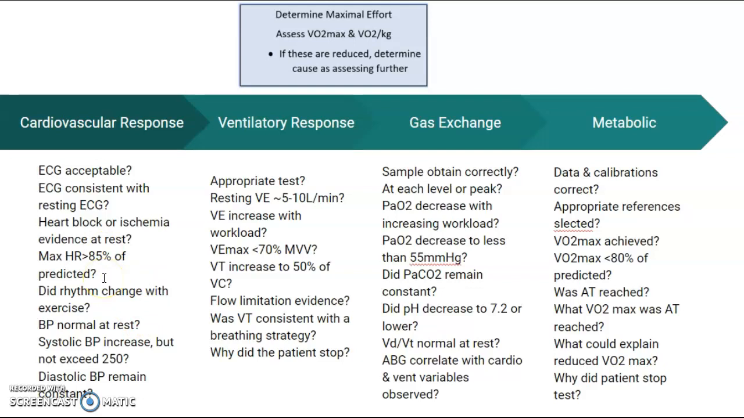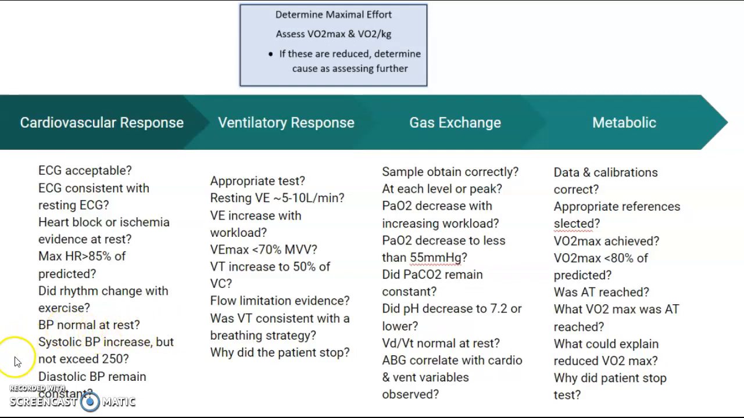If the heart rate reached 85% or more of its predicted, did the rhythm change with exercise? Obviously the rate's going to change, but did the rhythm change? And hopefully you all know PVC is the most common arrhythmia that occurs with exercise in patients who have cardiovascular problems. What was the blood pressure at rest?